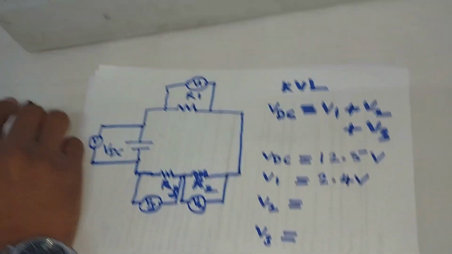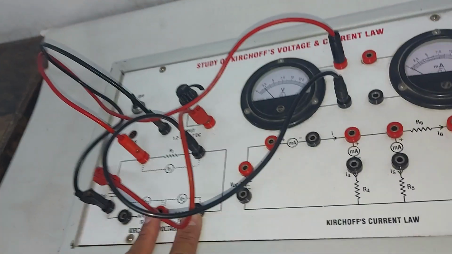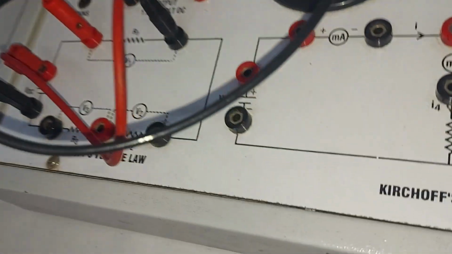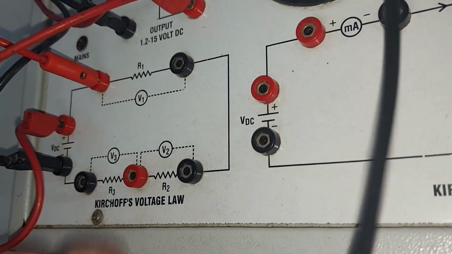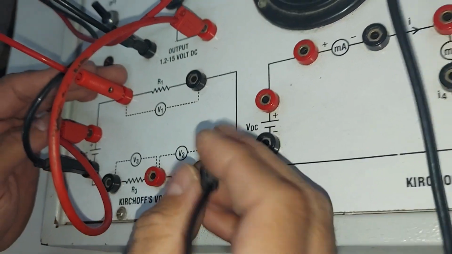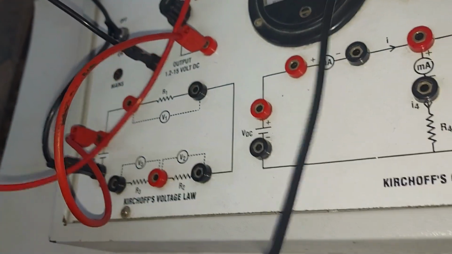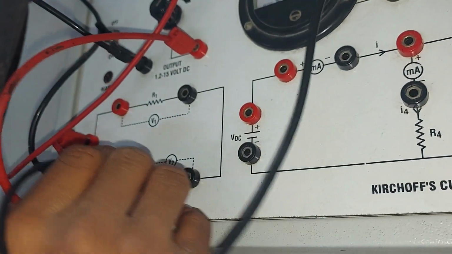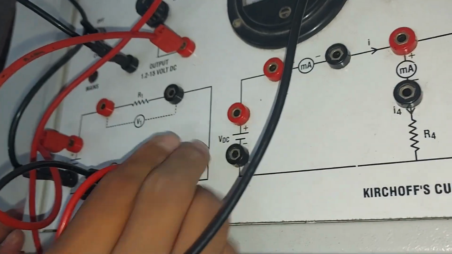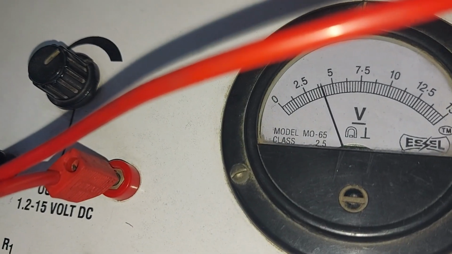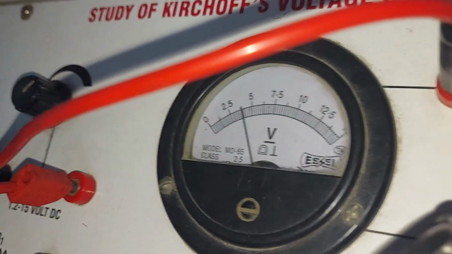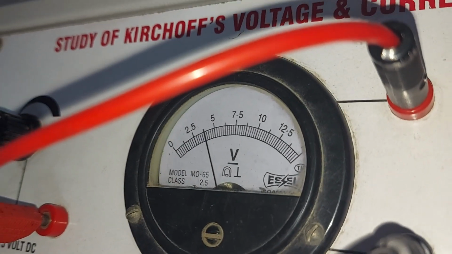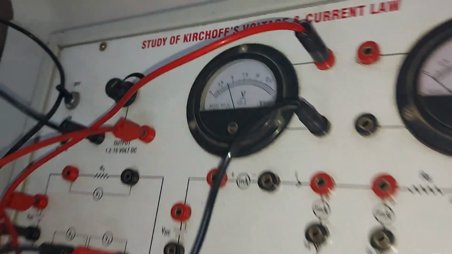Then we will measure V2. For that I have to connect this parallel to this R2 here, that is this one, R2. I will connect this parallel to that. So it is connected now. Now you can see that the value of V2 is approximately, I think it is 2.6. Yeah. So it is 2.6 volt.